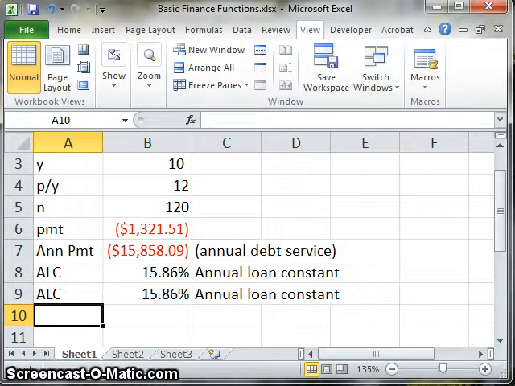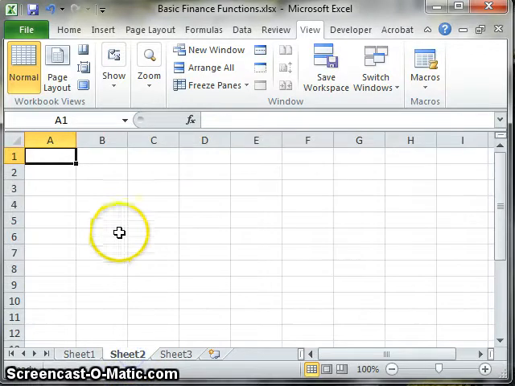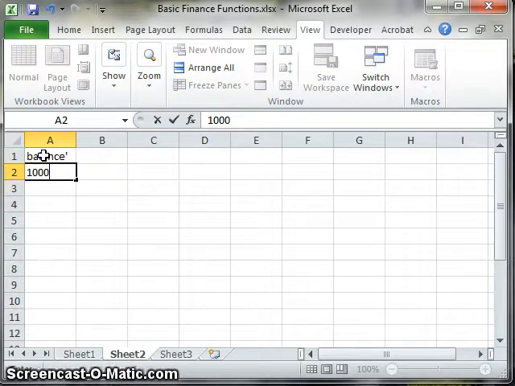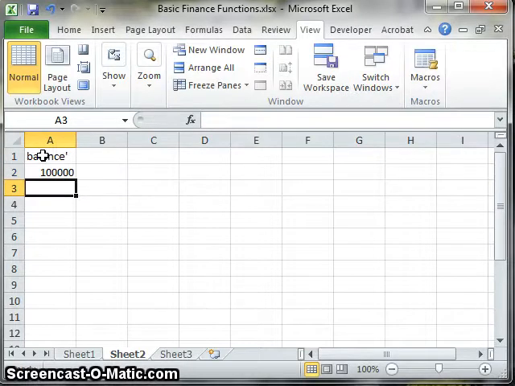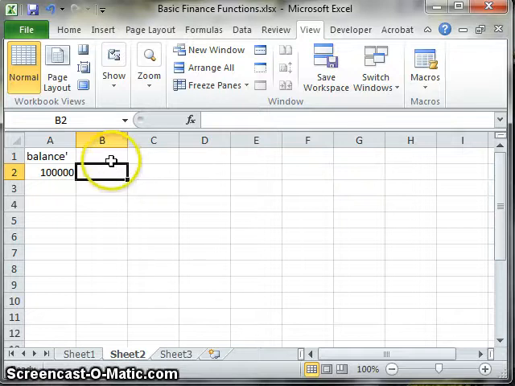Now, if you want to figure out the interest or principal that were paid in a whole year, there are a couple of different ways to do that. One thing we could do would be to create an amortization schedule for this particular loan. We could start off with a balance of $100,000, and then calculate the interest payment for that first month.